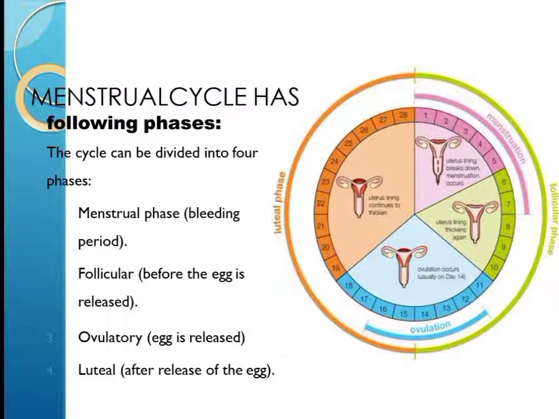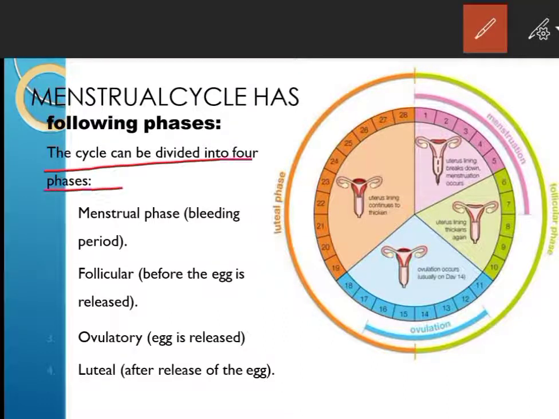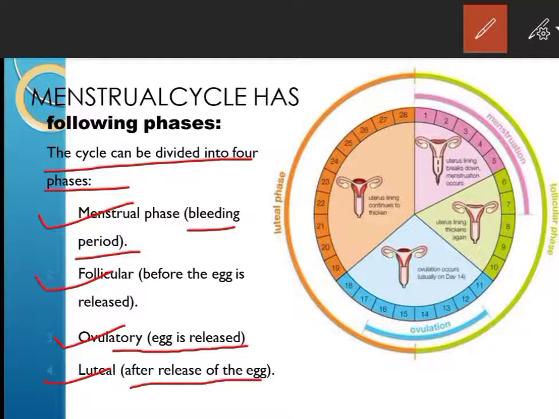One ovum, as I said earlier, is released during the middle of each menstrual cycle, that is on the 14th day. The menstrual cycle consists of 4 phases. First one is the menstrual phase, which is also called the bleeding period. Second is the follicular phase, before the egg is released. Third is the ovulatory phase. And the fourth one is the luteal phase. In the ovulatory phase, there is release of the egg, and the luteal phase is after the release of the egg.